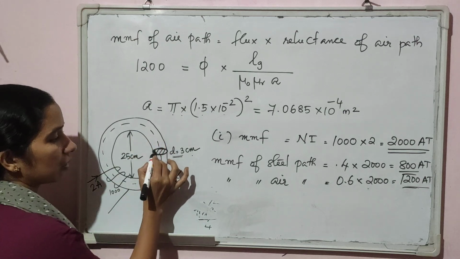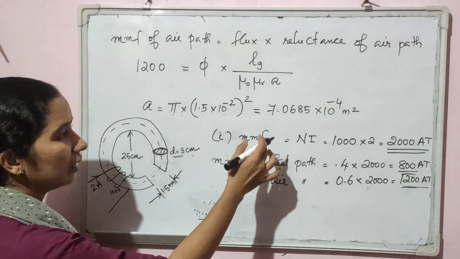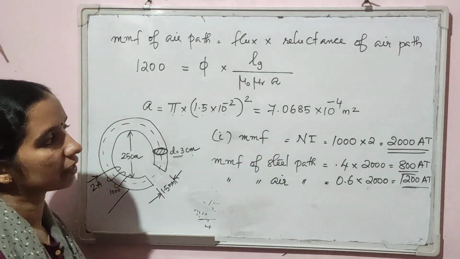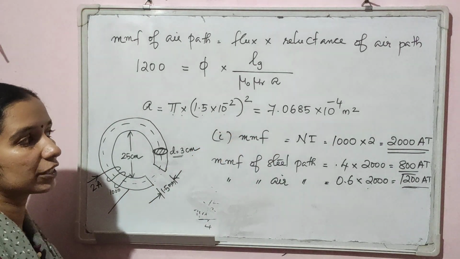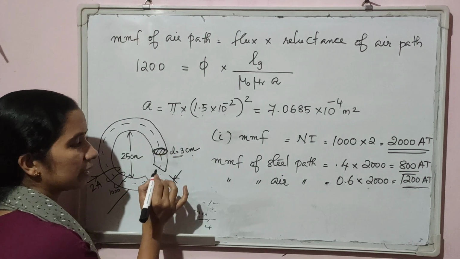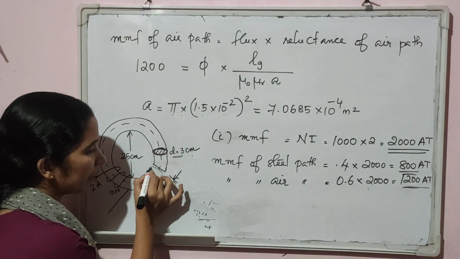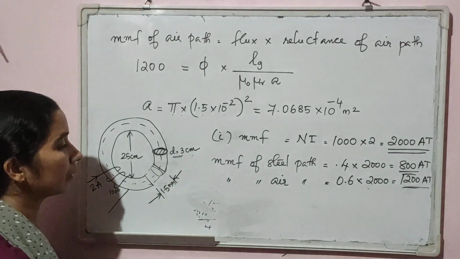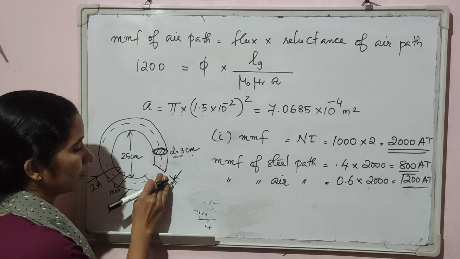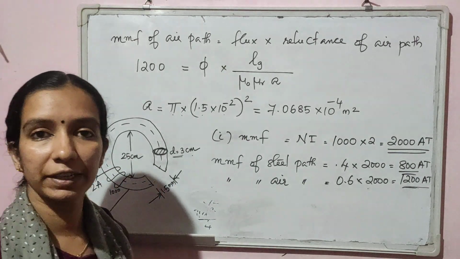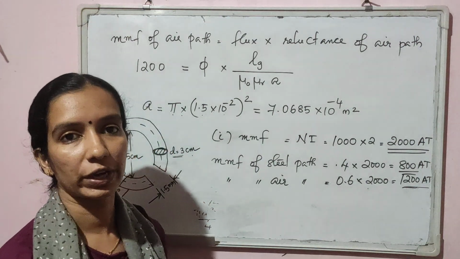So the circular cross-sectional area of the ring, as well as that of the air gap, is 7.0685 into 10 raised to minus 4 meter square. The circular cross-section of this steel ring and the air gap are the same. Both have the same cross-sectional area, 7.0685 into 10 raised to minus 4 meter square.